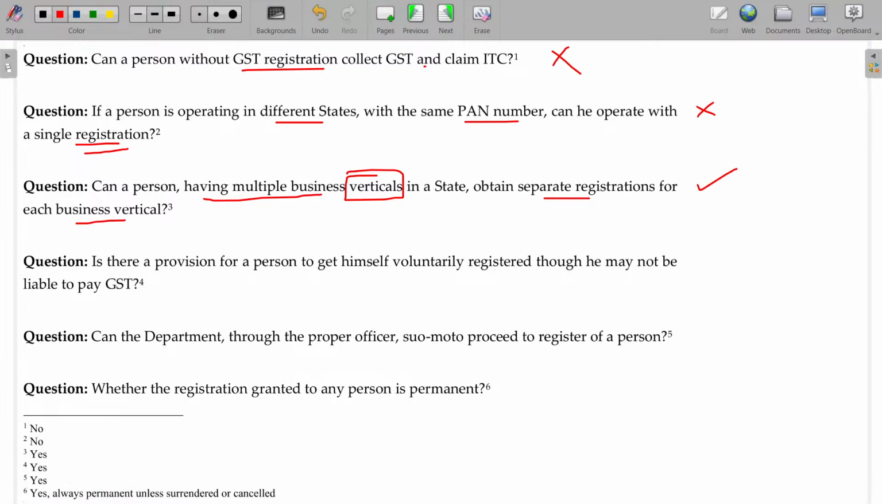Is there a provision for a person to get himself voluntarily registered though he may not be liable to pay the GST? Yes, voluntary registration is possible, and the registration process is similar to the regular one. Can the department through the proper officer suo motu register a person? Yes, suo motu registration is also possible if he has any doubt. And whether the registration granted to any person is permanent? Usually permanent unless he applies for cancellation.